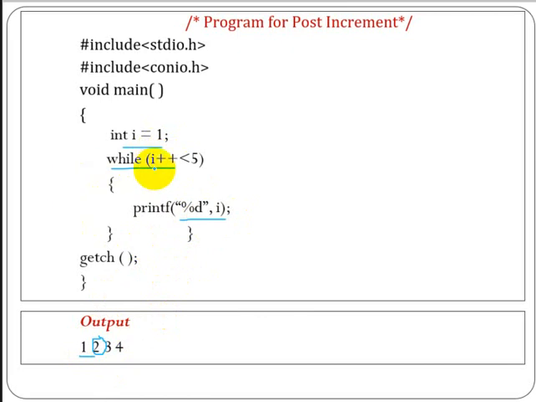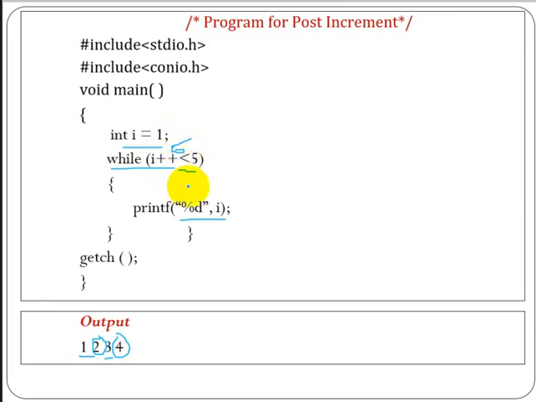Now i will be incremented to 3. 3 is less than 5, yes. So it will print i, which is nothing but 3. And again it will be in the loop itself. Now i becomes 4. 4 is less than 5, yes, of course. So it will print the i value. Now i will be incremented to 5. So when it equals 5, the loop stops, because it is checking for the less than symbol.